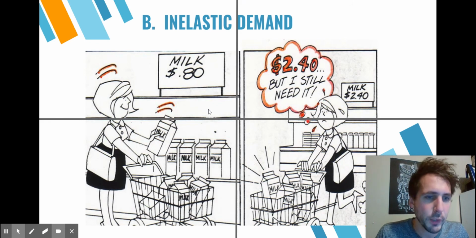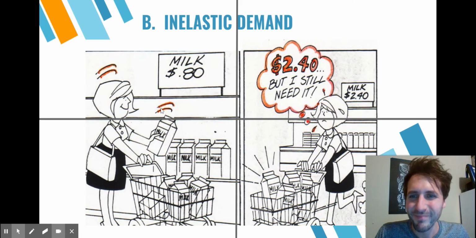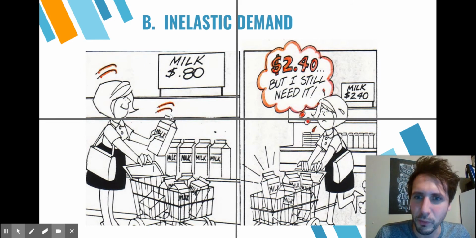Here we have this beautiful cartoon, which is like from the 1930s. I was very excited when I found it. Milk is 80 cents here. She's very excited. Got the motion. Somebody even colored it with red crayon. Look at that. And then on the other side, the price goes up to $2.40. She's sad.